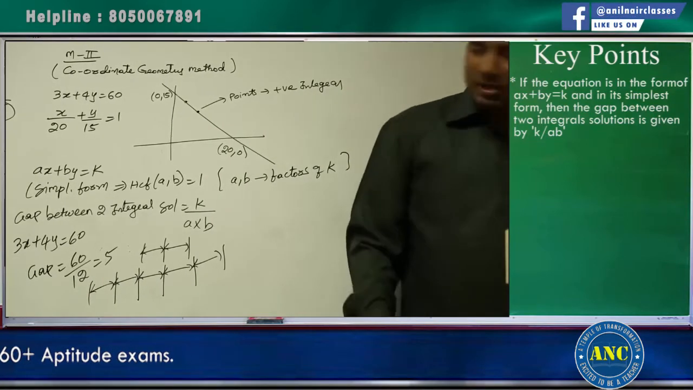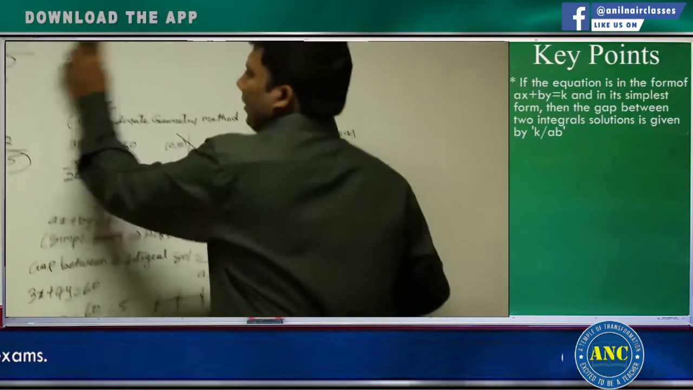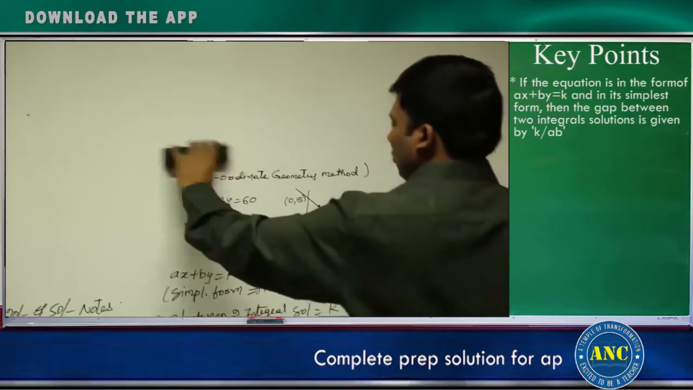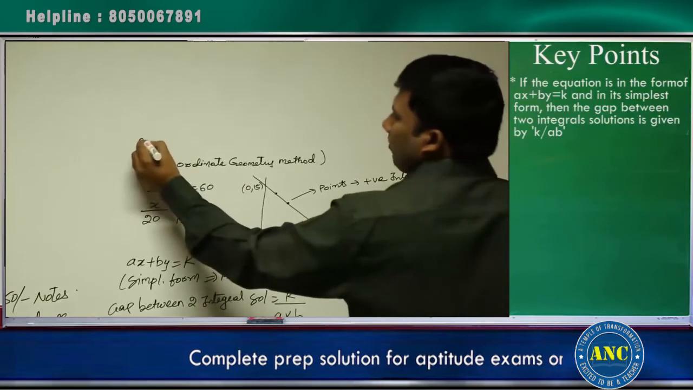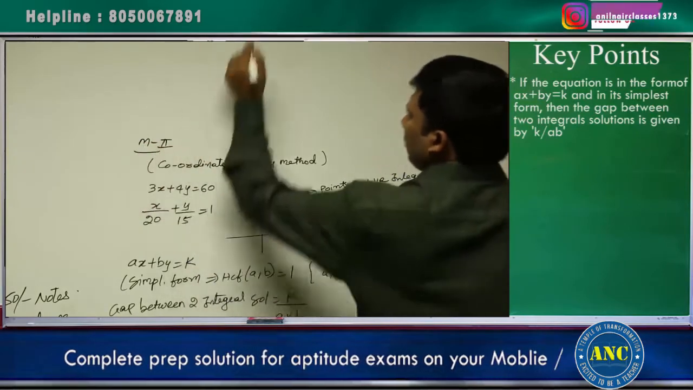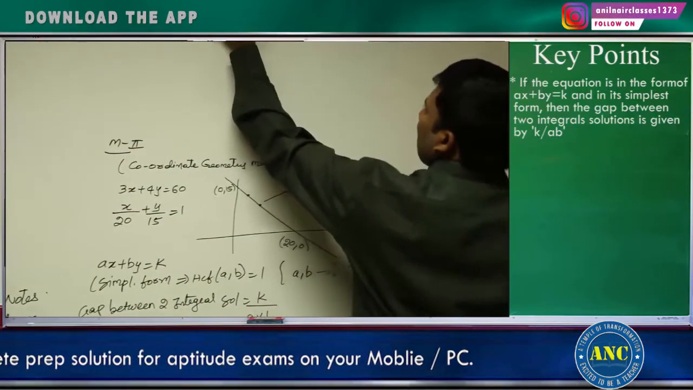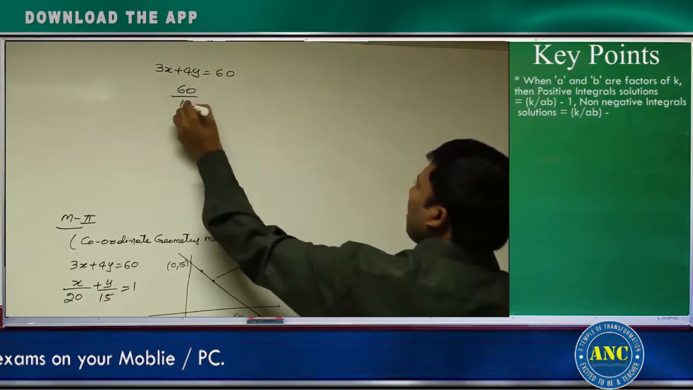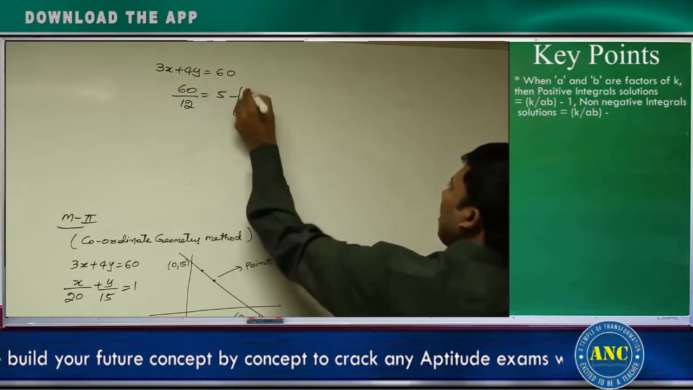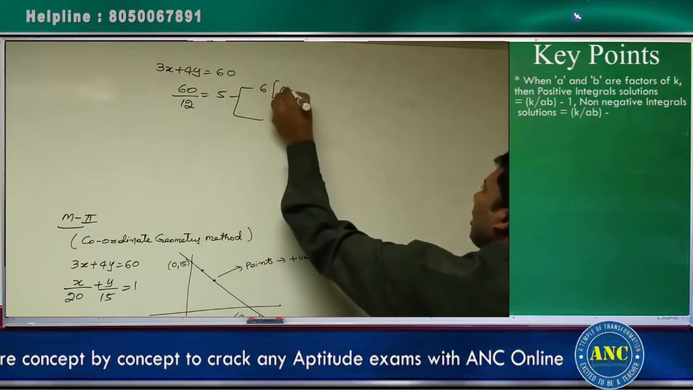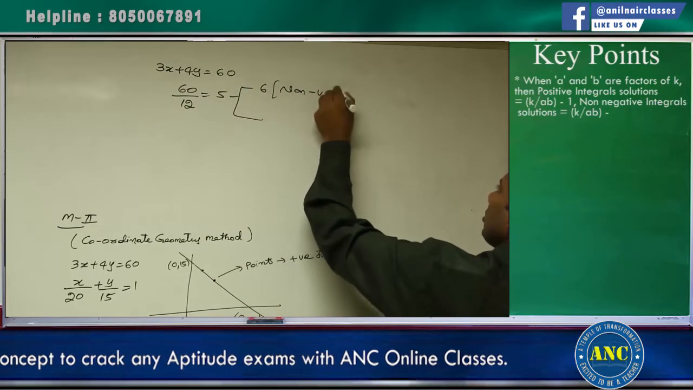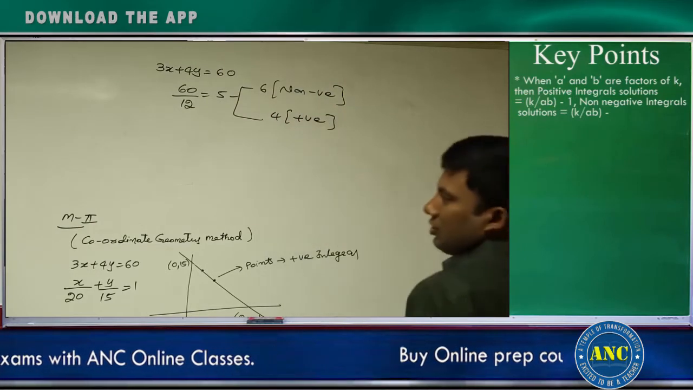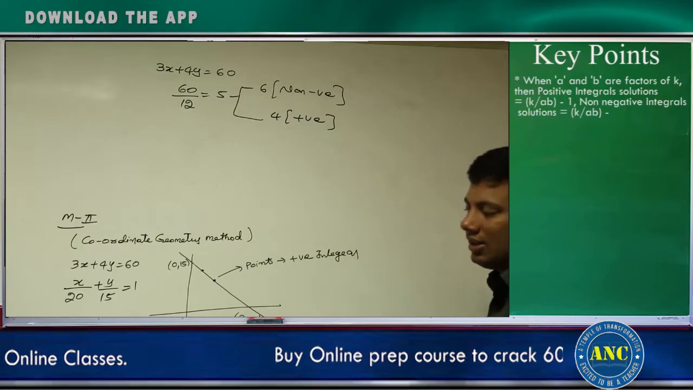So, if the gap is 5, 3x plus 4y equivalent to 60. If the gap is 60 by 12, that is 5. If 5 gaps are there, the answer will be 6 non-negative integral solutions and 4 positive integral solutions. We got the answer directly.